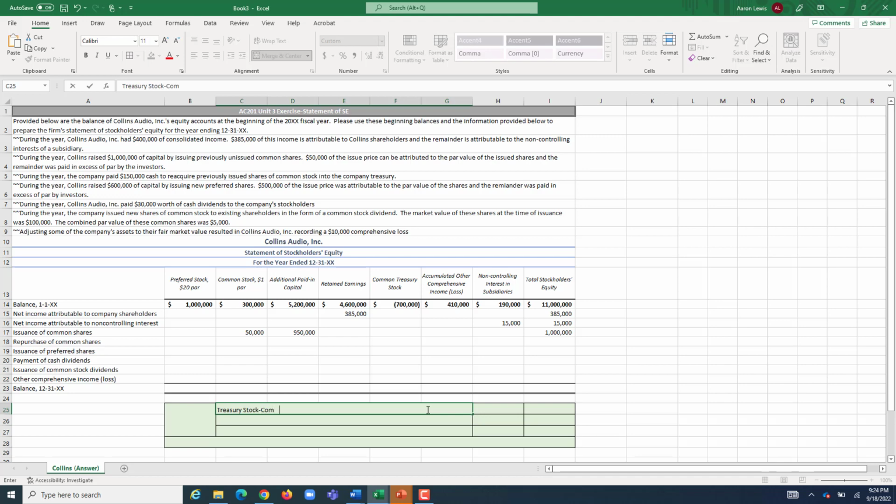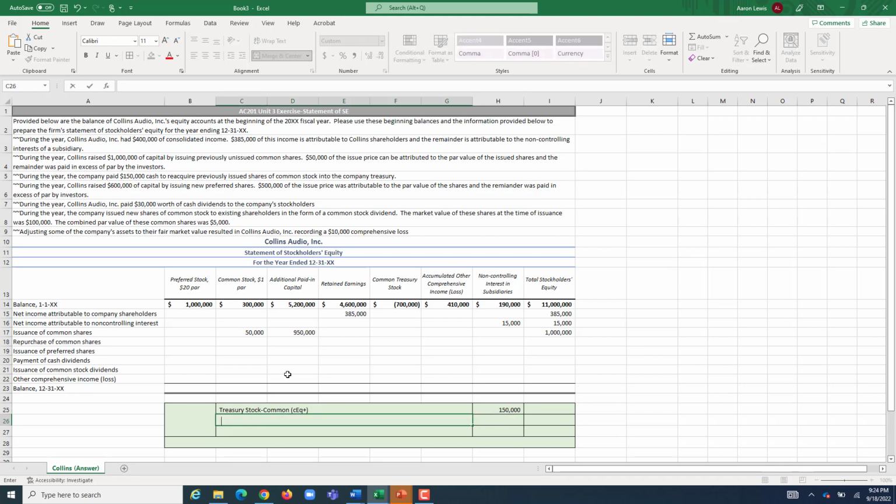And this is common shares, so we call it treasury stock dash common. Treasury stock is a contra equity account. So it's still an equity account, but it works the opposite way of other equity accounts, which means if other equity accounts go up on the credit side, this one's going to go up on the debit side. For how much? Well, we paid $150,000 in cash to acquire that stock.